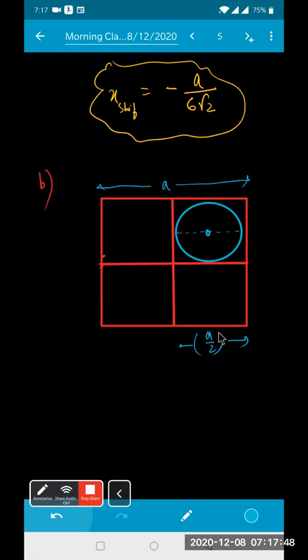So now from this square plate, we are removing the circular portion of maximum diameter. Maximum diameter means a by 2, and this radius will become a by 4. From here to here, this distance will become a by 4.